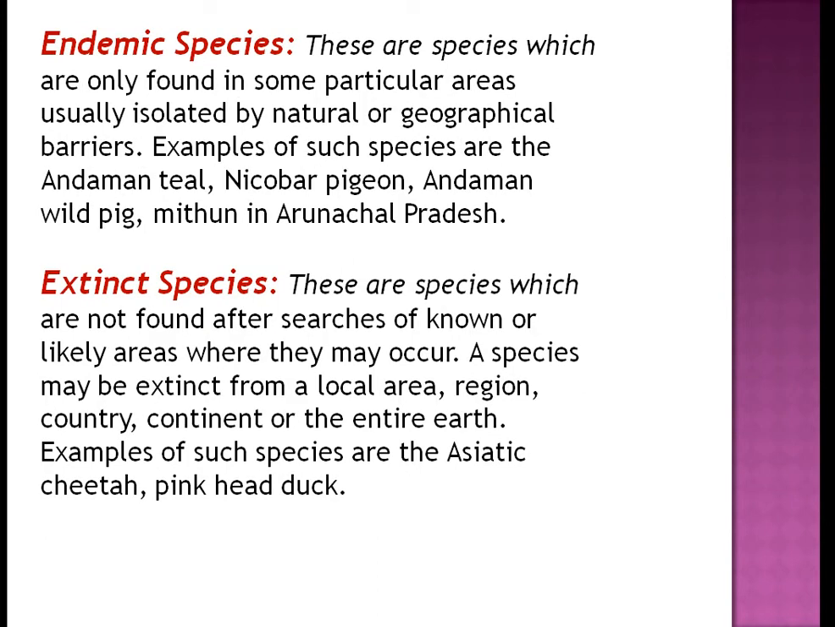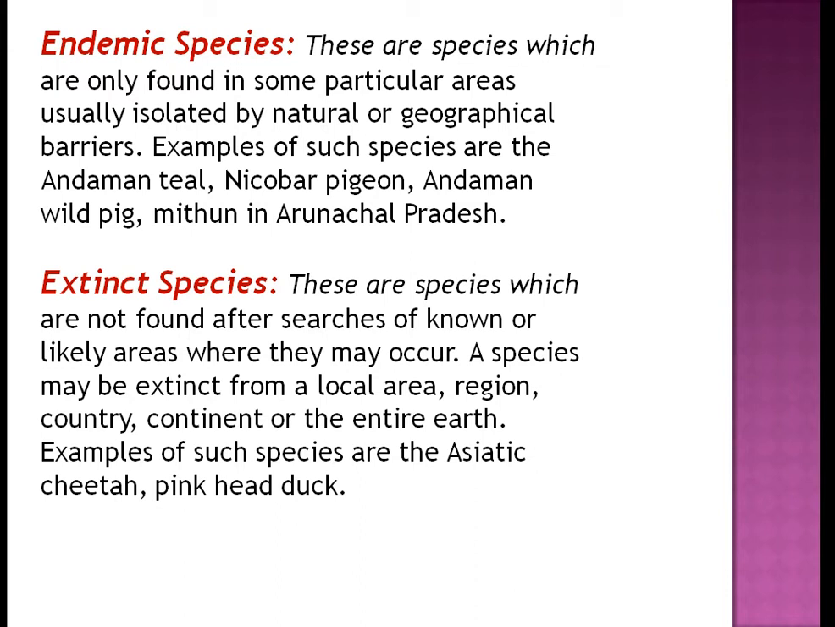Next, endemic species. These are the species which are found only in some particular area. Usually, they are isolated by natural or geographical barriers. For example, the Andaman teal, Nicobar pigeon, Andaman wild pig, and mithun in Arunachal Pradesh.